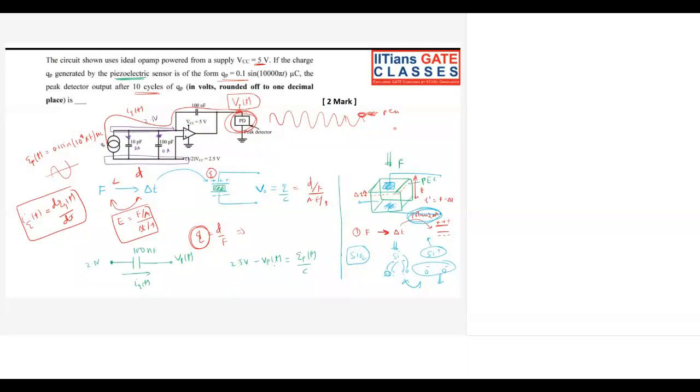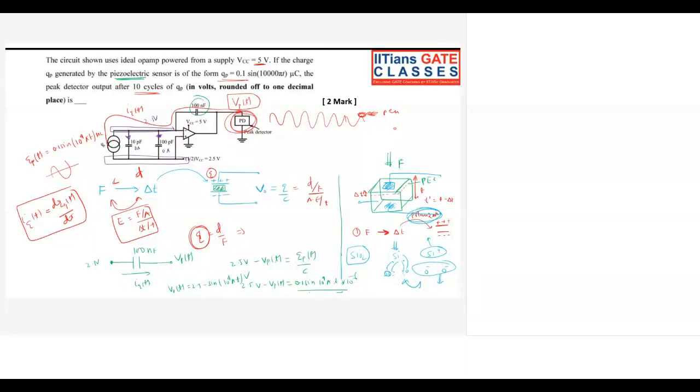So qp they have given as 0.1 sine 10 to the power 4 pi t. This is in microcoulomb, so we multiply with 10 to the power minus 6 upon c. So c they have given as 100 nanofarad, so 100 into 10 to the power minus 9. This is going to be 2.5 volt minus vp of t. So if you solve this, you will find that vp of t is going to be 2.5 minus sine 10 to the power 4 pi t volts.